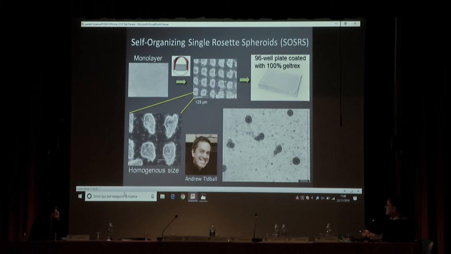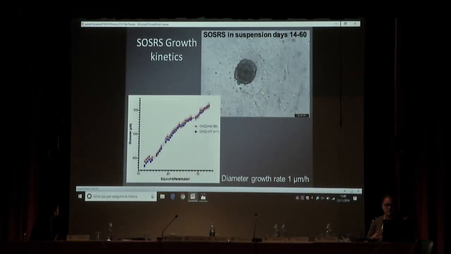These are very consistent in size, and he placed them in 96 wells in gel tracks, and my movie's not working. Oh no, it's not going to work. Ah, bummer. Okay, anyway, they round up and form these very consistent single rosette organoids.